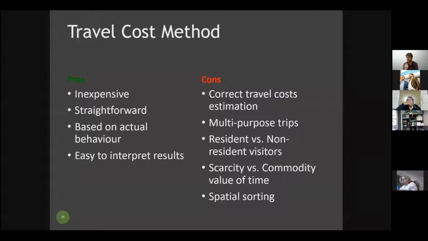And it's also difficult to see whether people can actually enjoy the fact of traveling to a certain distance. That's what we call the dilemma between the scarcity and the commodity value of time. And spatial sorting, finally, is another problem: people who decide to live close to the environmental site obviously do so because they already attached a higher value to the site itself. So we have some sort of confounding effect there as well.